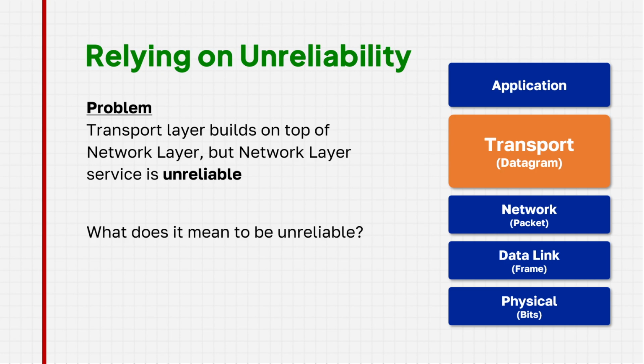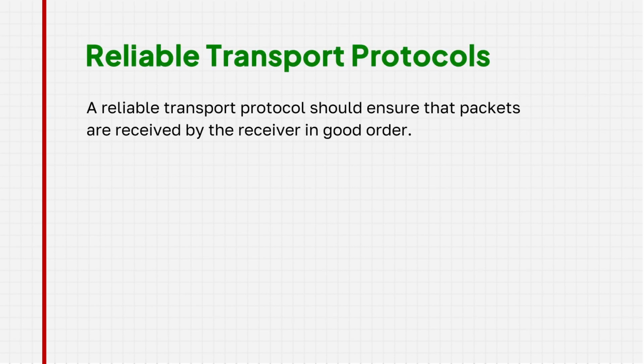So what does it mean to be unreliable? Why is it unreliable? Anyone can tell me? Okay. A network is called unreliable for this module if it can corrupt packets, and also if it can lose packets. So for this module, we are going to focus mainly on these two, although there might be some other aspects covered in reliability. A reliable transport protocol is a protocol that will ensure that packets are received by the receiver in good order.